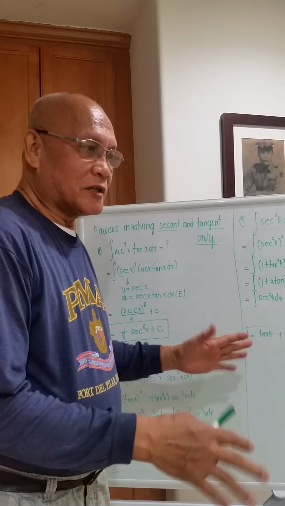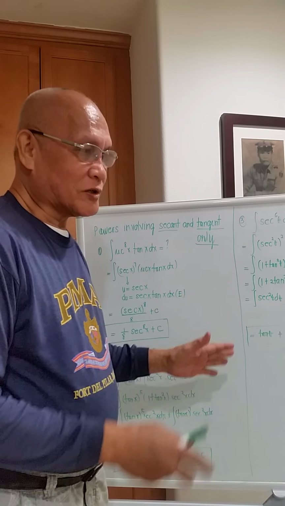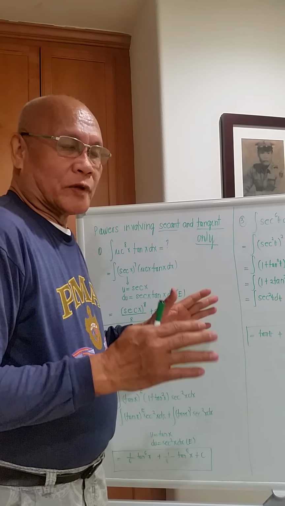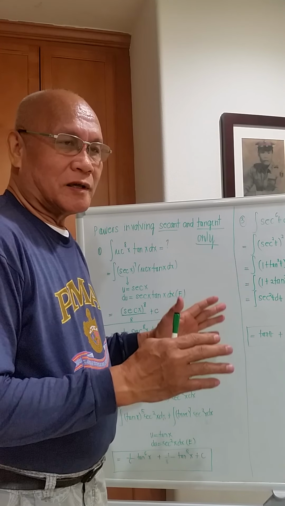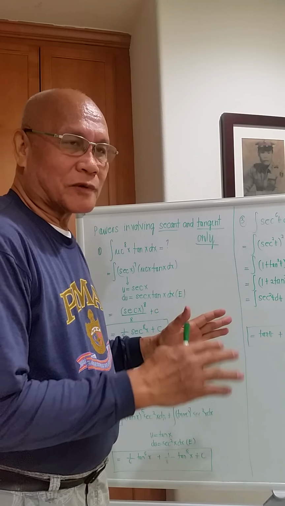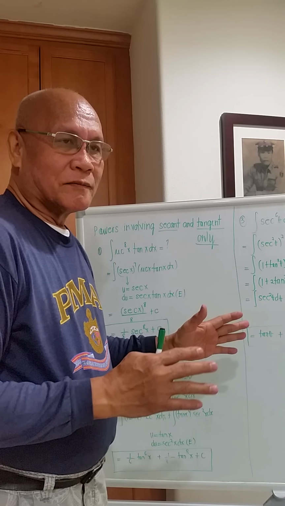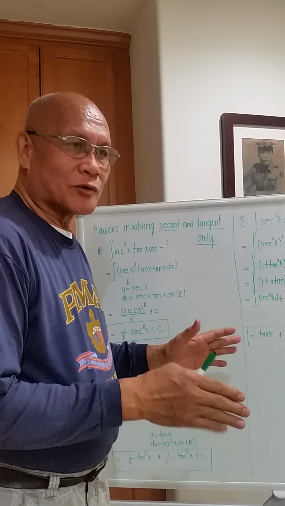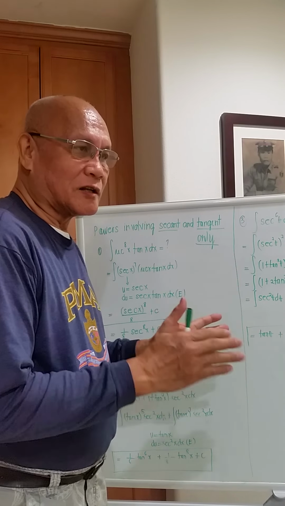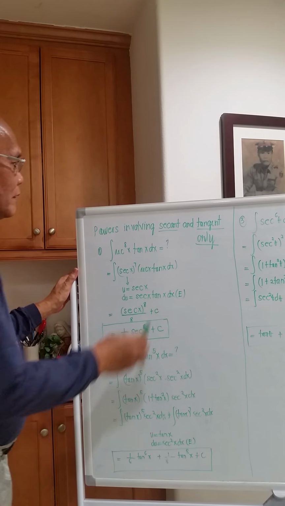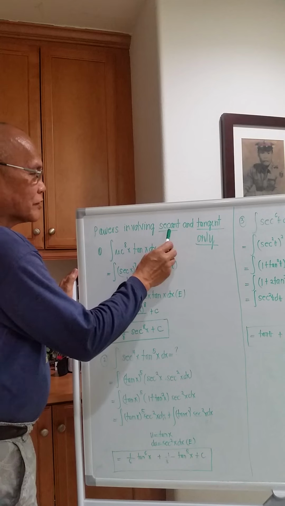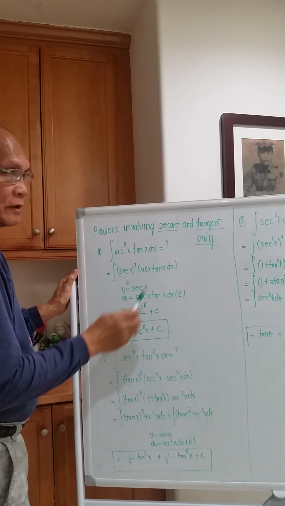My discussion today is just a very short one because later on I will add a new topic, well, it's not a new topic because it is under the powers of trigonometric functions. But you cannot only solve by using identities. There is an additional technique, so I want to discuss that before I solve any problem. Powers involving secant and tangent only.